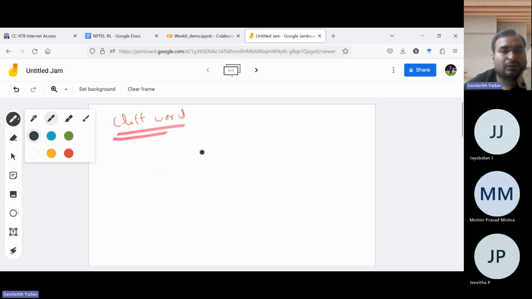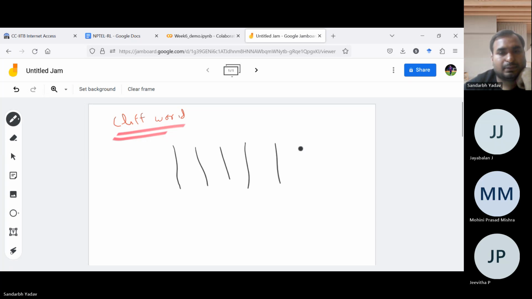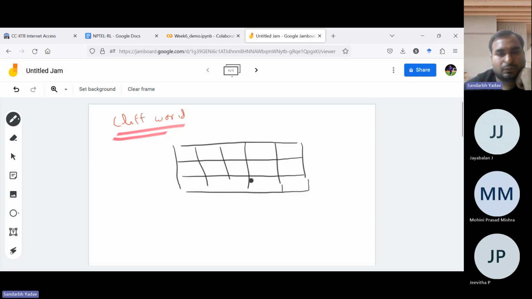I'll take that. So there is this grid. We actually saw an example of this in class also. You can think of these as the cliff. If you fall into this cliff, then you get a reward of -100. And this is our start state and this is our goal state. So we need to start from here and reach this goal state.